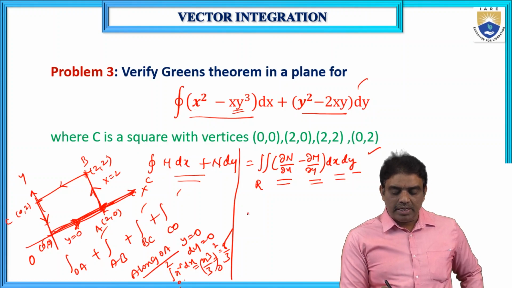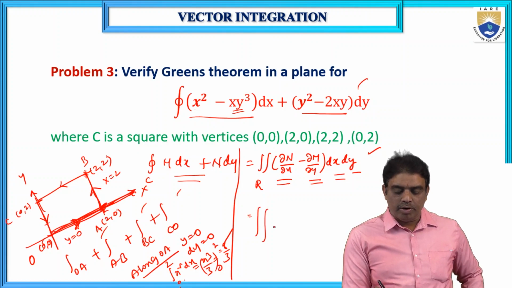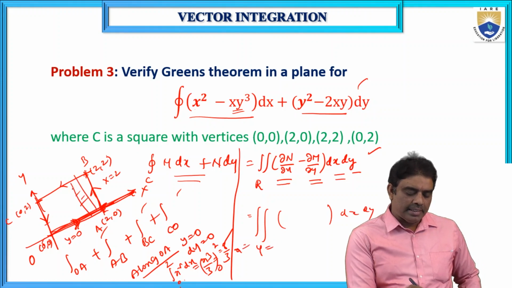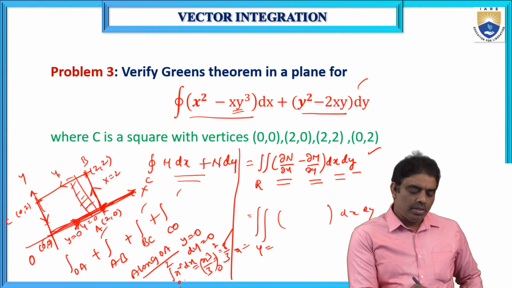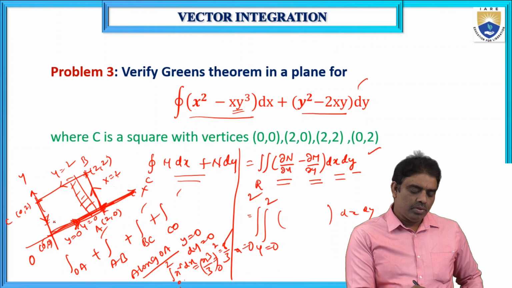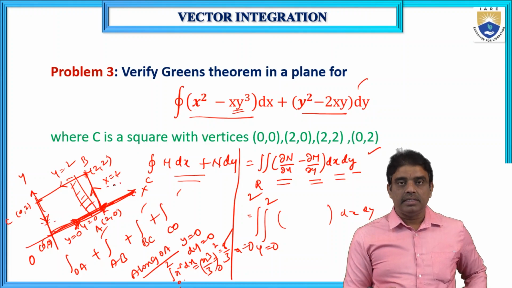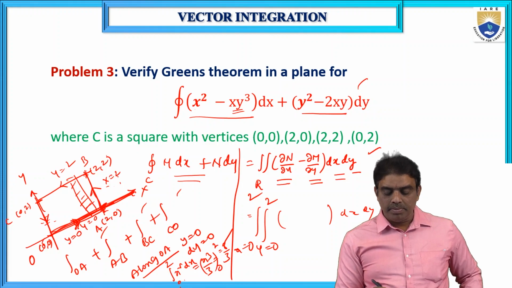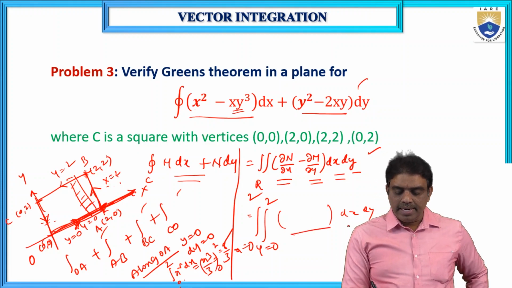Similarly, you find the double integral also. Already you have ∂N/∂x, ∂M/∂y, and you can find dx dy, and you find the y limits and x limits by taking the strip inside the region. So on the y-axis, y is from 0 to 2, and x also varies from 0 to 2. That gives the entire square of the given problem, and this is the function with dx dy.